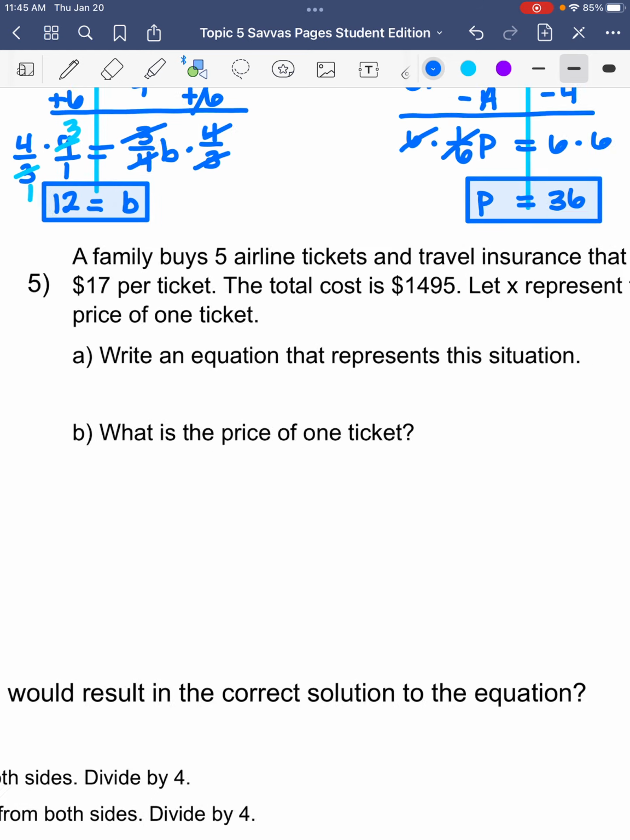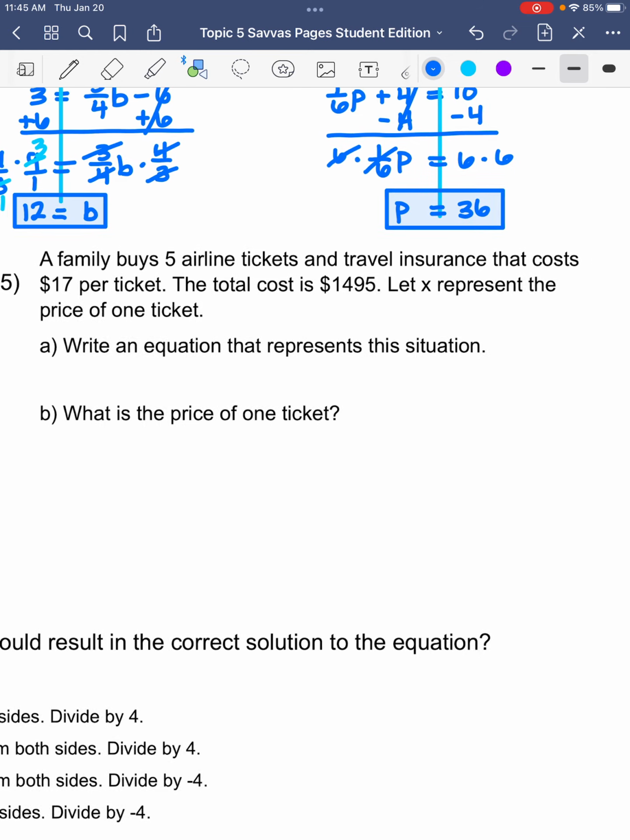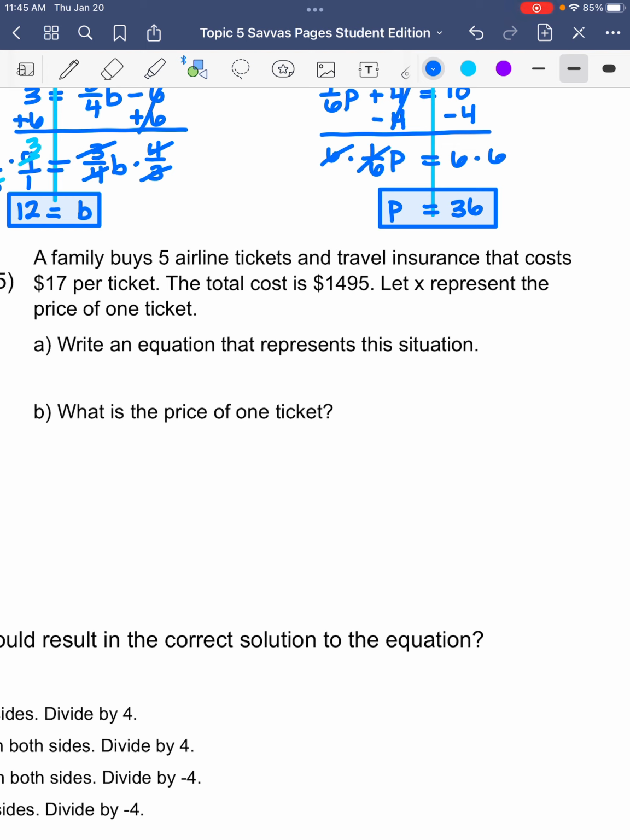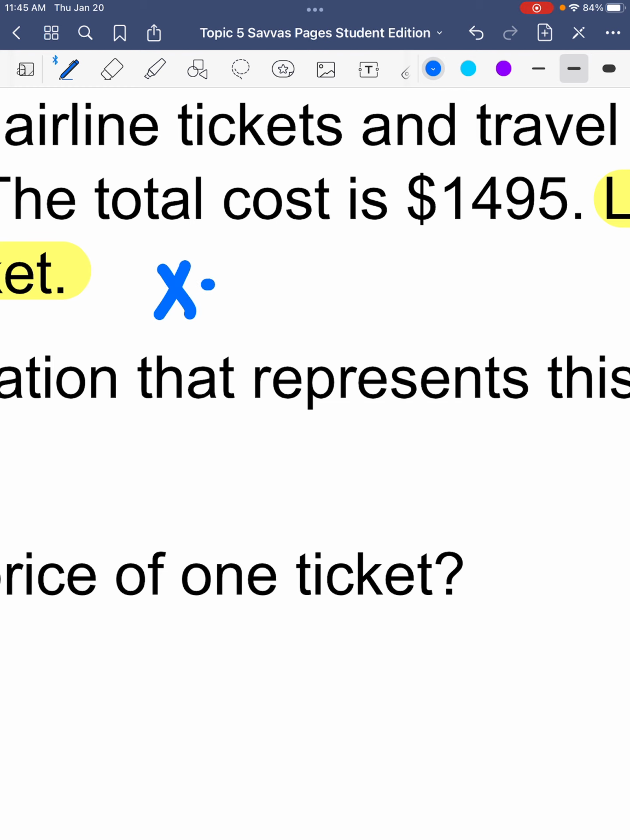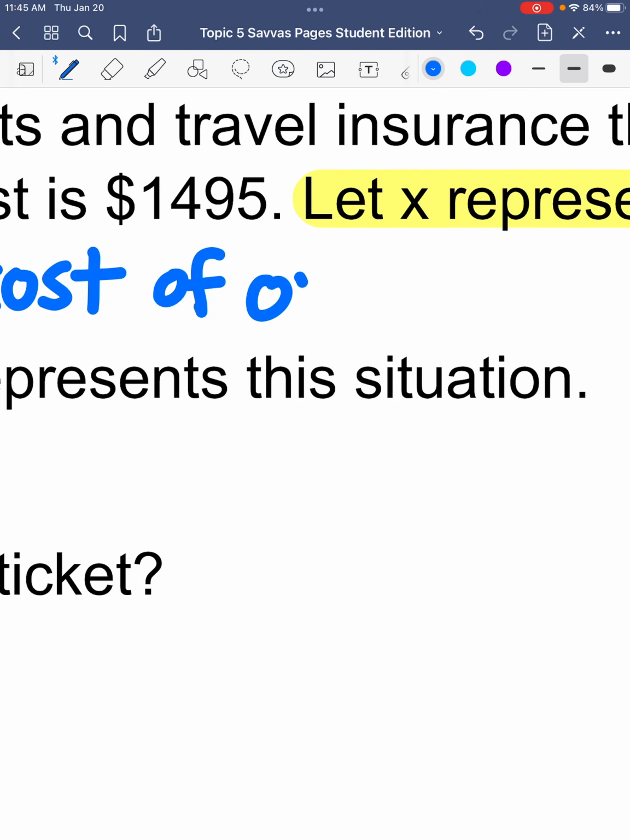Okay, number 5. A family buys 5 airline tickets and travel insurance that costs $17 per ticket. The total cost is $1,495. Let X represent the price of one ticket. Write an equation that represents this situation. Okay, so some important information here is X represents the price of one ticket. I'm actually just going to rewrite that so I have it. X equals cost of one ticket.